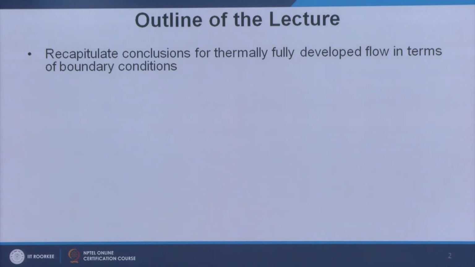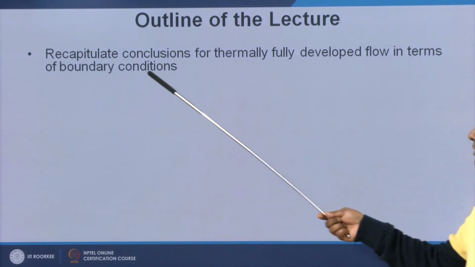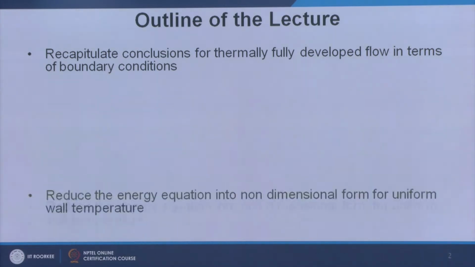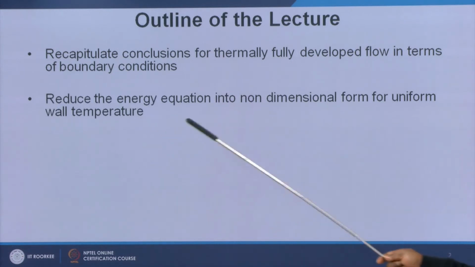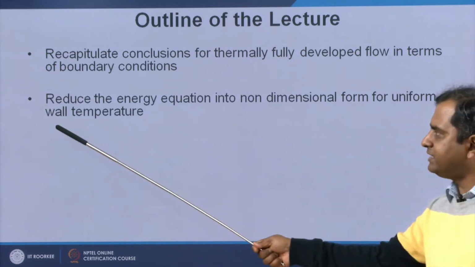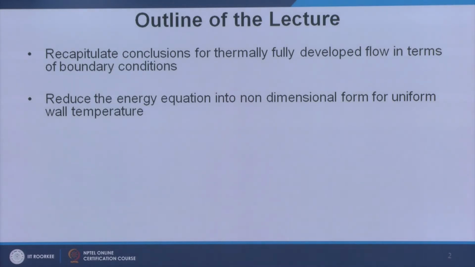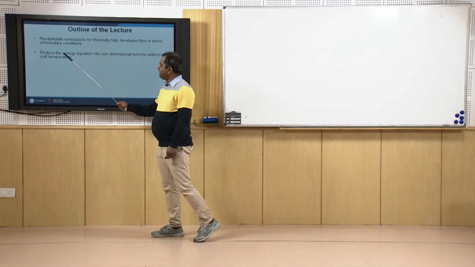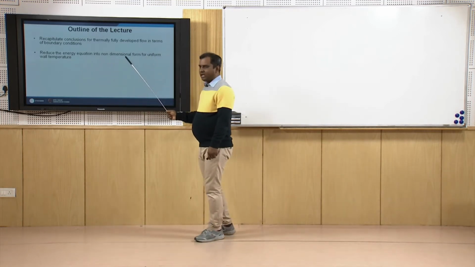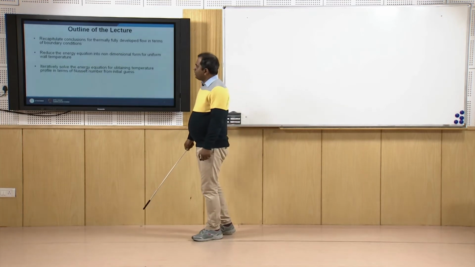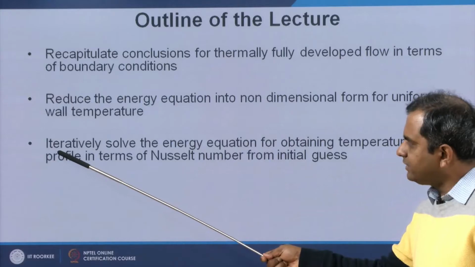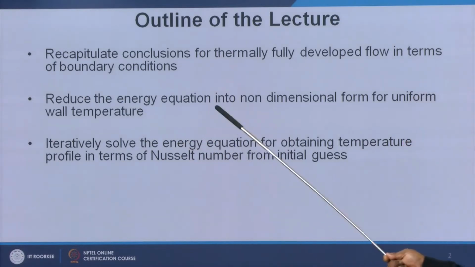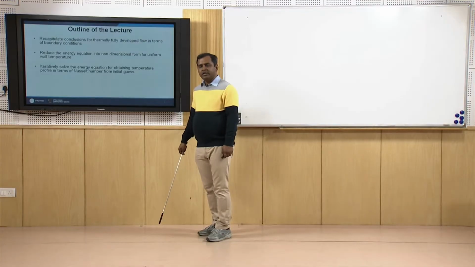Here we will specifically see what boundary conditions we get for fully developed flow. Next, we will apply the uniform wall temperature case. Here only we will deviate from the last lecture. We will apply uniform wall temperature and derive the energy equation in non-dimensional form. Then we will show that this energy equation is not easy to solve analytically. We have to go for some iterative solver.